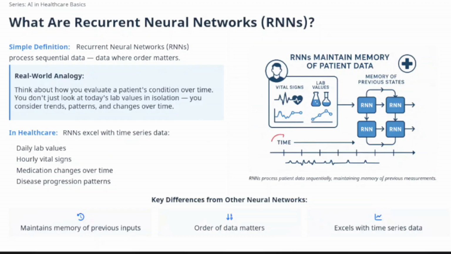Now, let's look at this diagram over here. You're going over time, and let's say this is an EKG. You have vital signs, you have lab values, other labs, and RNNs save memory of previous events, and they coordinate with each other and get you answers.